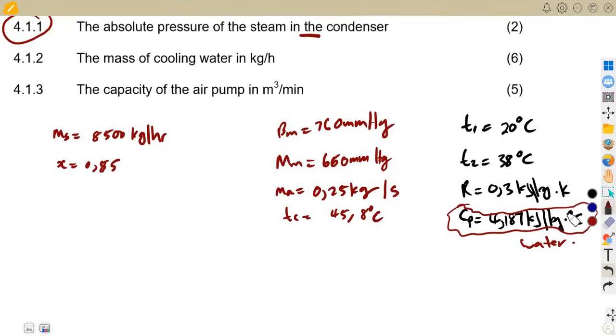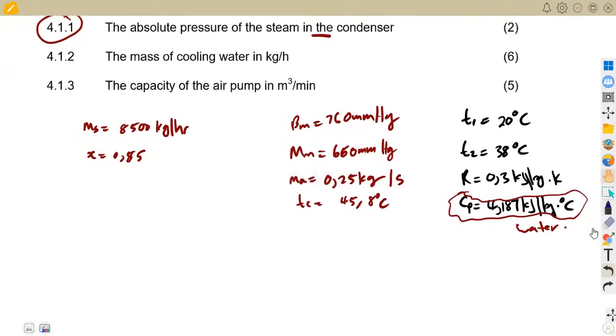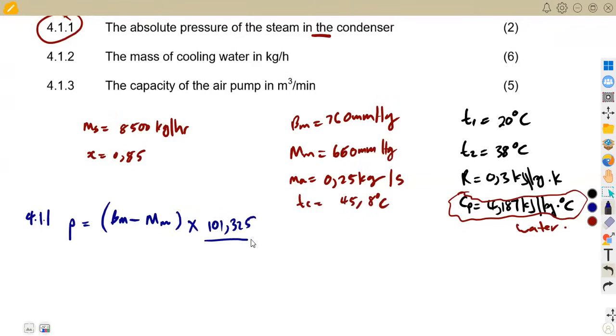Remember, the absolute pressure can be taken from the barometer and manometer readings. Working with a condenser, we are given this formula on our formula sheet for the absolute pressure, but you need to know what to do on the formula. If you're dealing with a condenser, you're going to subtract: pressure is equal to the barometer reading minus the manometer or vacuum reading, times 101.325 over 760, which gives us the absolute pressure in kilopascal.